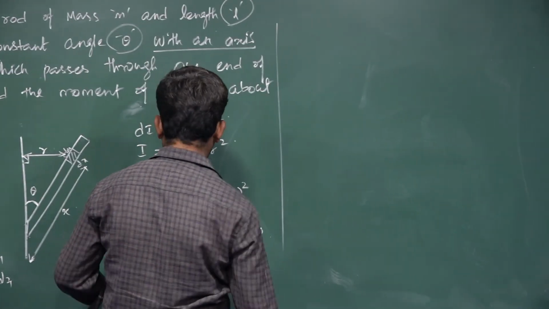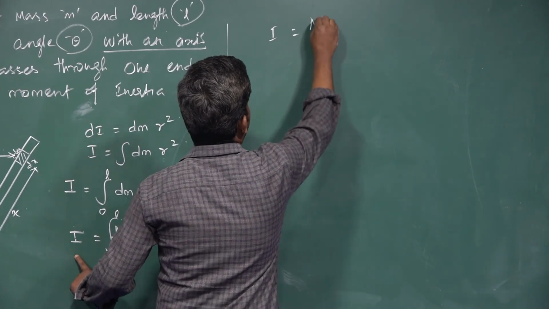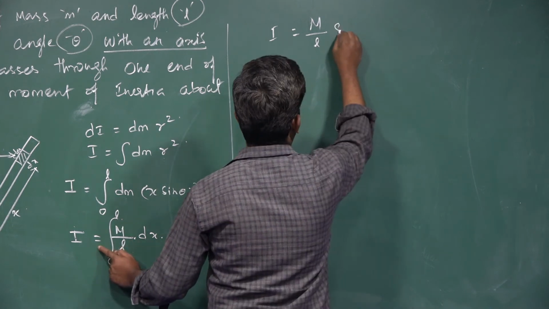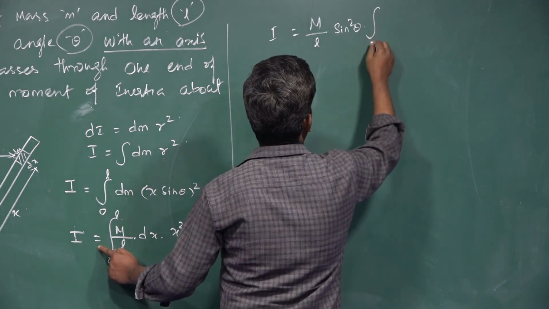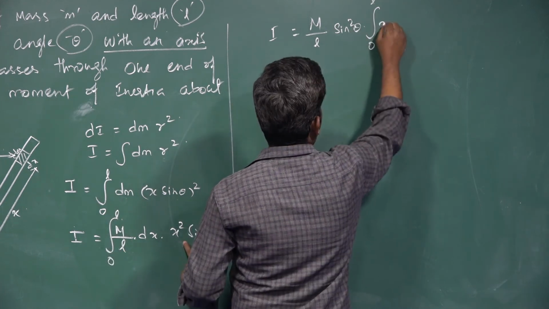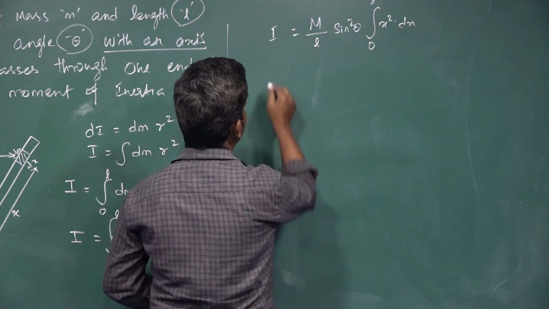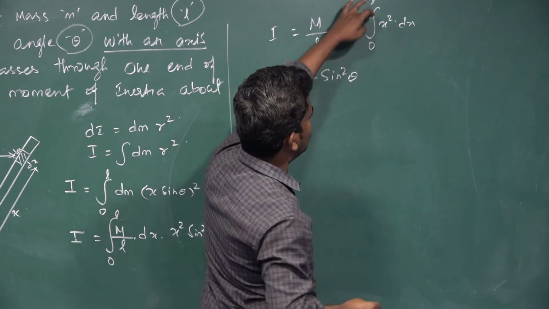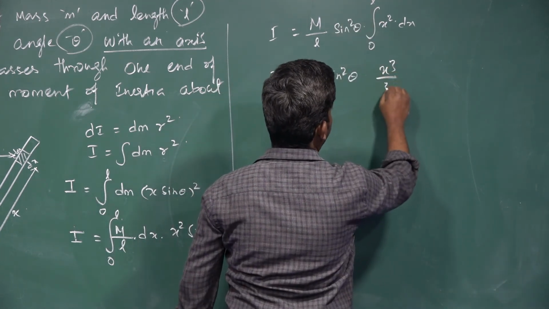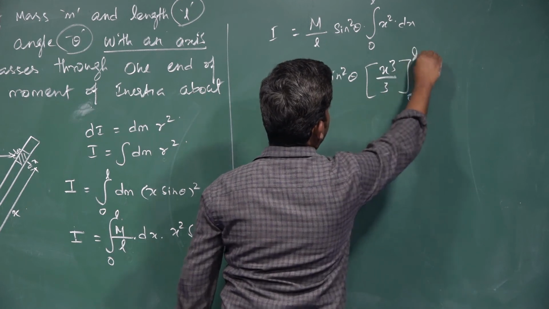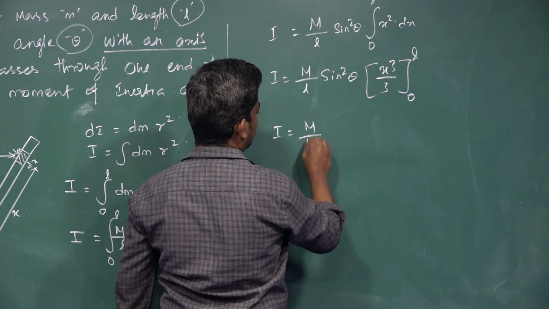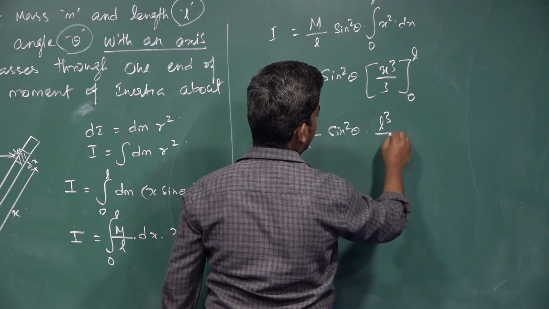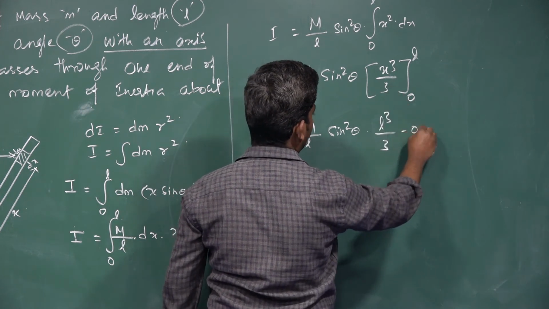Substituting this, I is equal to m divided by L sin square theta, integral of 0 to L of x square dx. So I is equal to m by L sin square theta into the integral of x square dx, which is x cube divided by 3 in the limit 0 to L. Substituting the upper limit L cube divided by 3 and the lower limit 0.